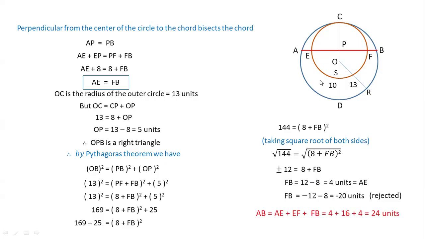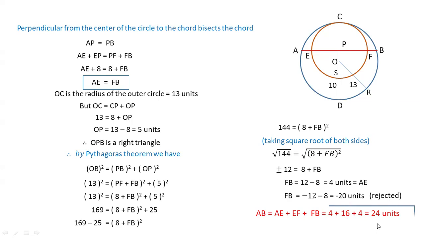AB is equal to AE plus EF plus FB. Okay, AE is how much? We have just calculated as 4. EF is the diameter of the inner circle, which is 16. And again FB is 4. So 4 plus 16 plus 4 is 24 units.